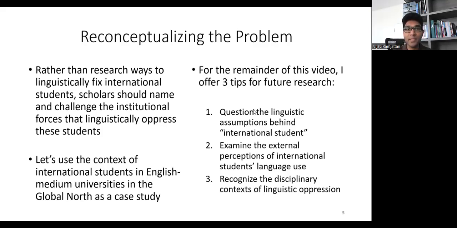So first, I want us to question the linguistic assumptions behind the label international student itself. Second, I think we need to examine the external perceptions of international students' language use. And finally, we need to recognize the disciplinary context of linguistic oppression.